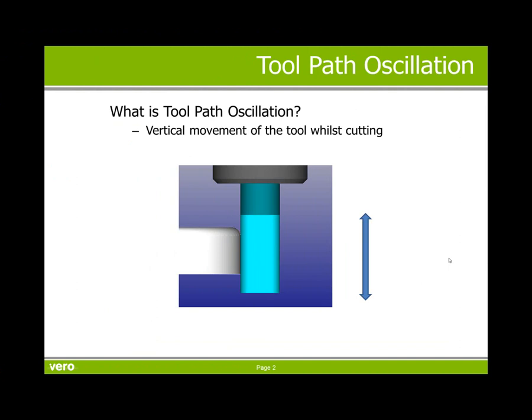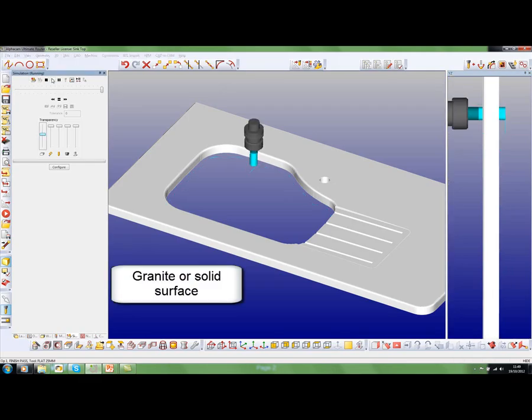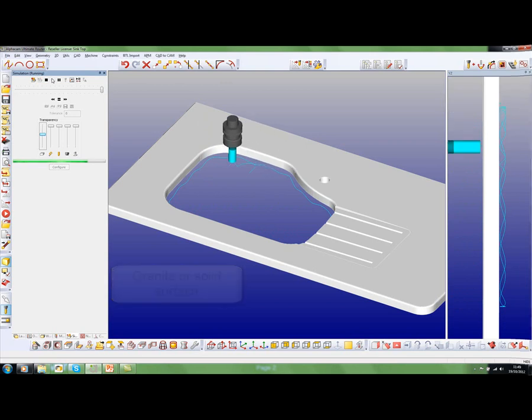What is toolpath oscillation? It's the vertical movement of the tool whilst cutting. If we look at this simulation, we'll see that while the tool is traversing along the cut, it is also moving up and down in Z.